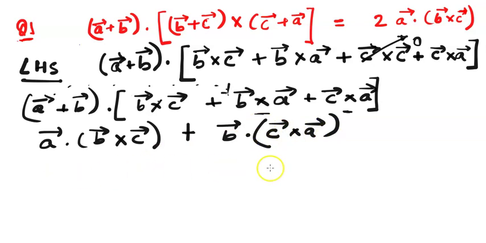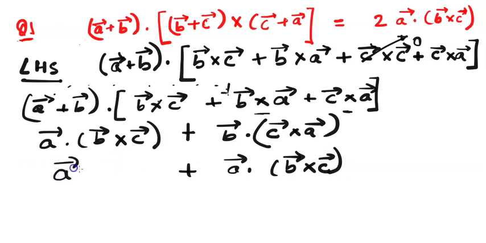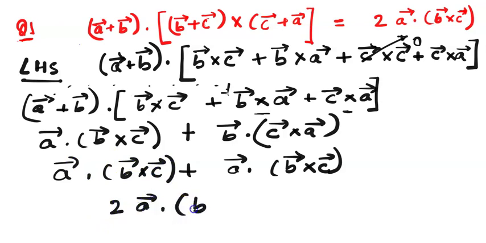Now we have seen that this quantity can be written as a dot b cross c by the property. So we can say this is 2 times a dot b cross c, which is equal to RHS. So hence we proved our first question. Let's go to second question.